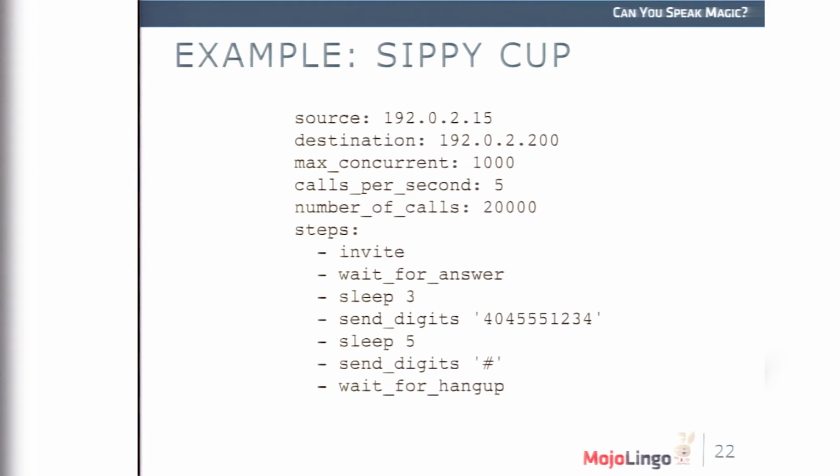And these are pretty straightforward if you're familiar with SIP. Send an invite, right? Just start the call, basically. You're going to wait for the far end to answer, sleep 3 seconds, and then we'll send these digits, 404, 555, 1234. We'll sleep another 5 seconds, send a pound maybe to confirm that we've entered the right telephone number, and then wait for a hang up.